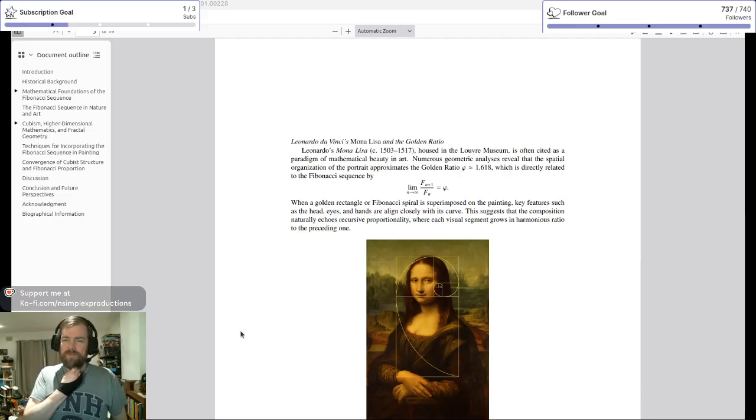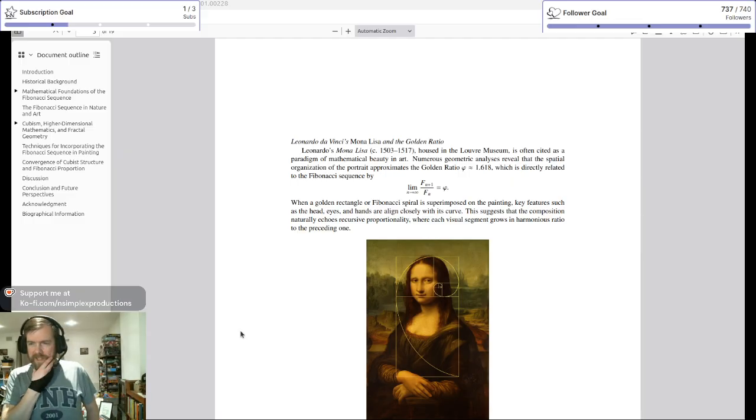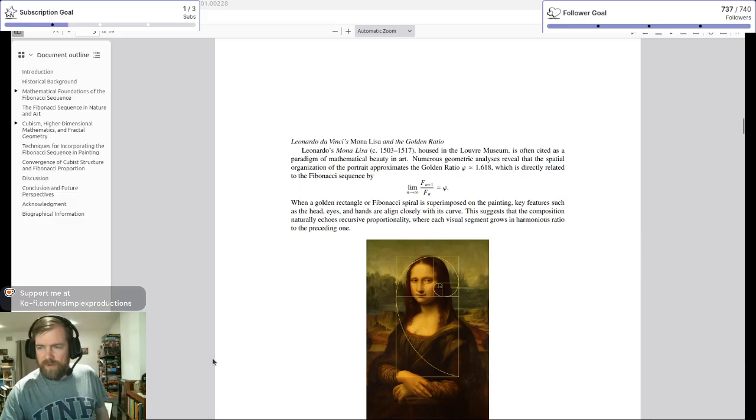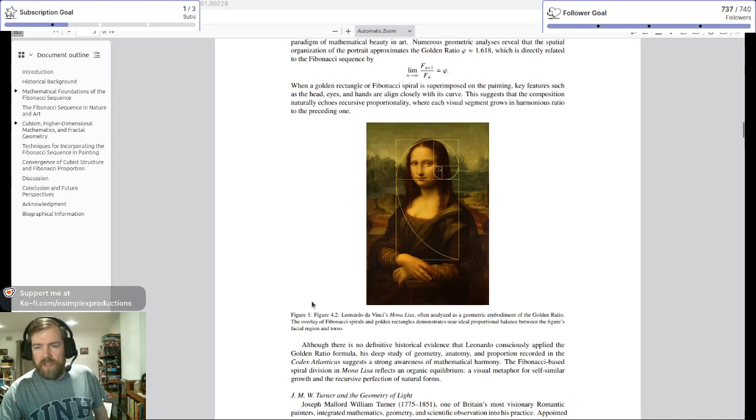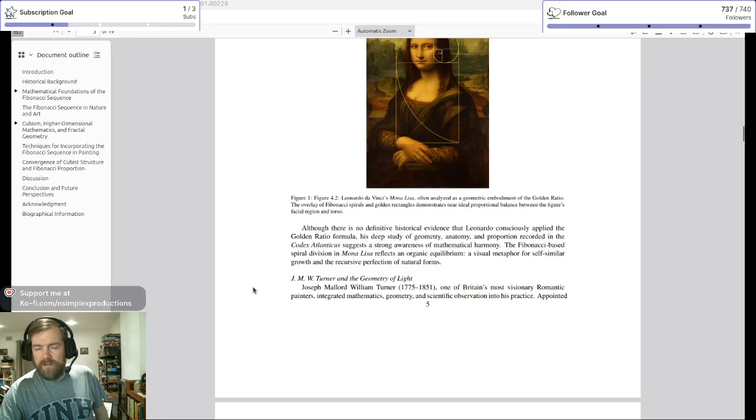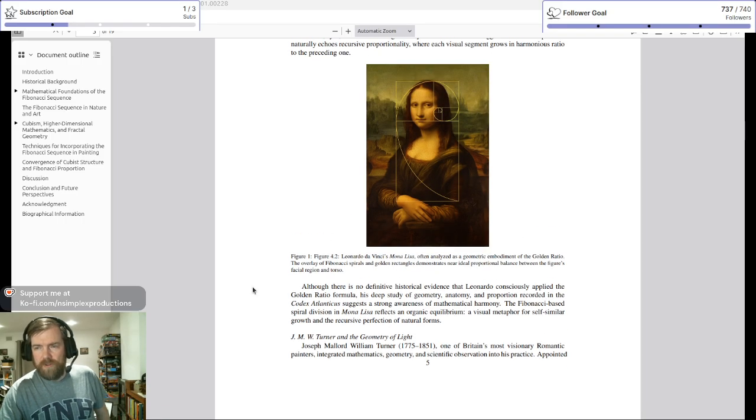When a golden rectangle or Fibonacci spiral is superimposed on the painting, key features such as the head, eye, but they're not. They're not close. They're really not. Each visual segment grows in harmonious ratio to a previous one. Again, not to mention, that's not even the whole painting. Or that's too much of the painting.